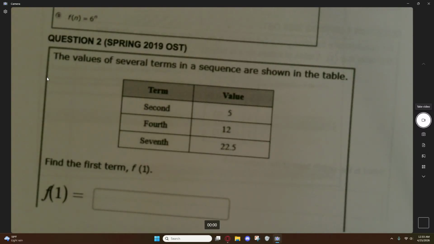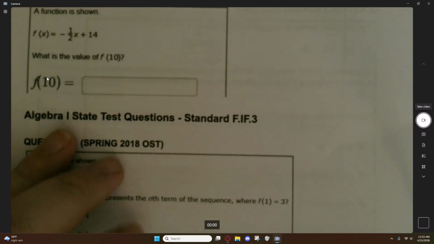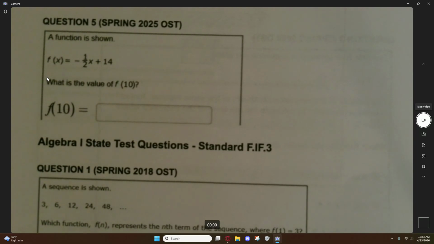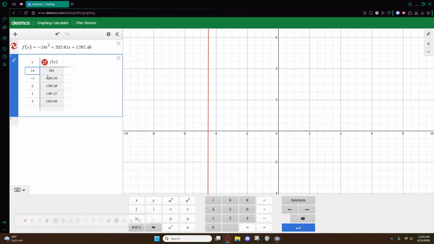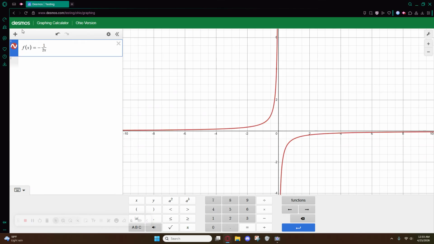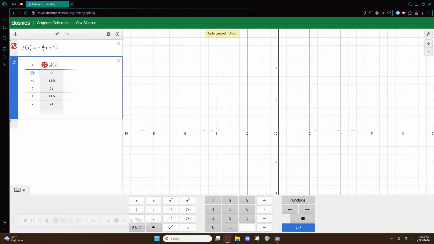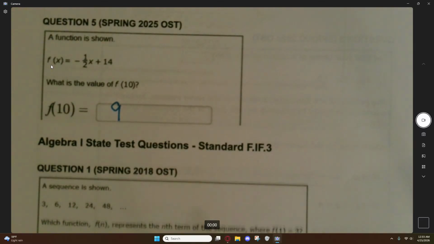All right. One more. A function is shown, f of x equals -1/2 x plus 14. What is the value of f of 10? Okay. Well, by this point, we now know what we're doing. F of x equals -1/2 x plus 14. Cog, table, type in 10. It's 9. Write in 9. And you're done.